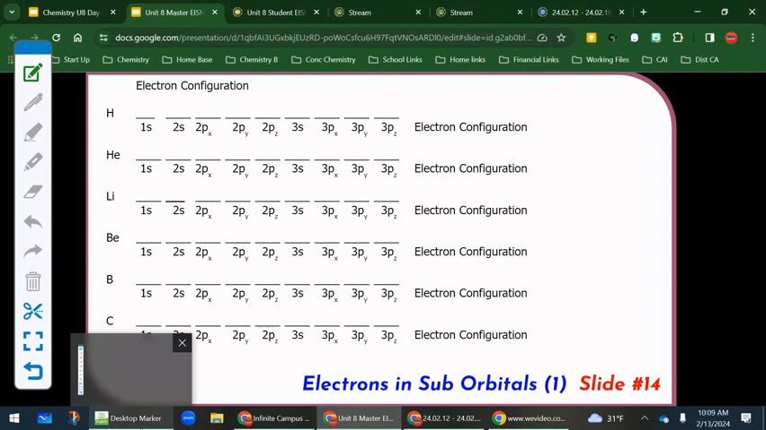So, here's boron. What number do we have written above it? 1. What period is it in? It's in the second period, so we end 2p1. Exactly what we just wrote, correct? Exactly what we just wrote.